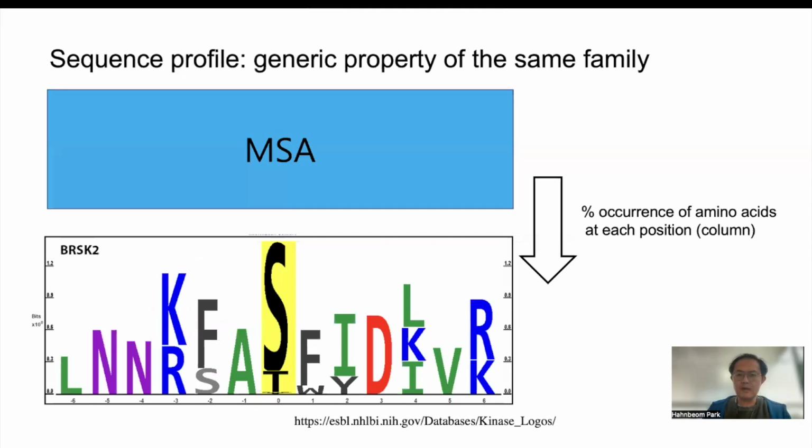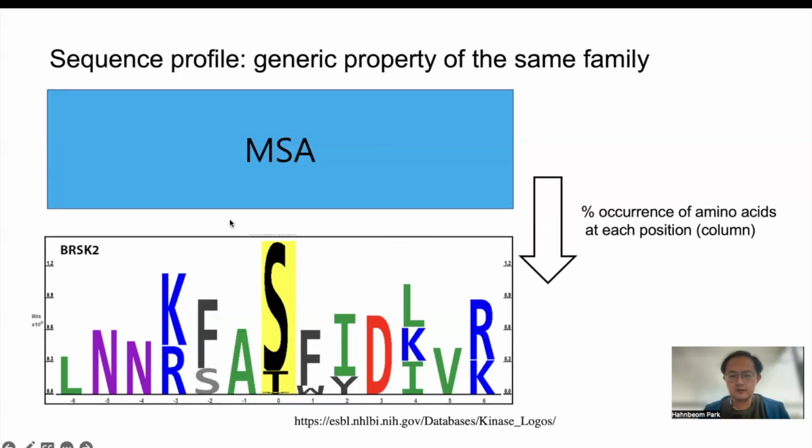And then we can construct what is called a sequence profile. If you make an MSA, then count the number of sequences or amino acids that appear for that column, you can get this kind of logo showing which amino acid is more conserved at that column through that family. So based on this, you can represent the entire protein family and important residue points.